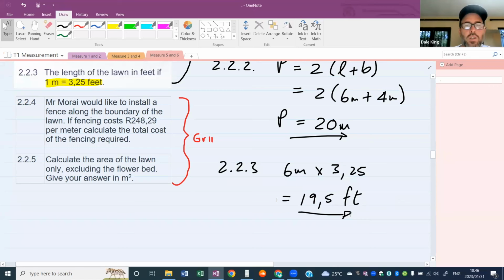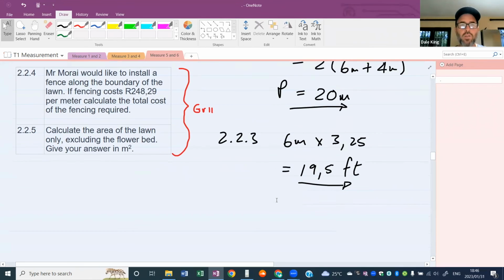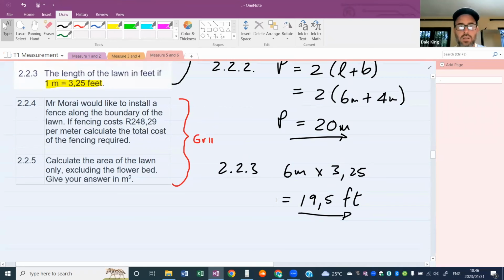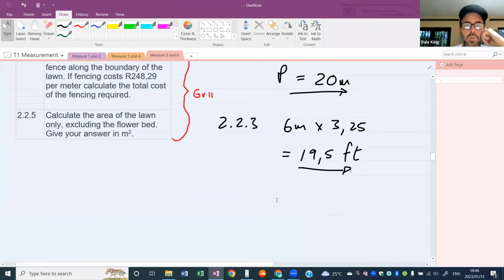Now, the next questions are a little bit higher order. This is where the grade 11s need to step up here, okay? Because often in contextual questions, yes, even if it's a measurement question in the measurement section of the exam, they will ask you sometimes to bring in some finance. All right, so let's have a look at 2.2.4.